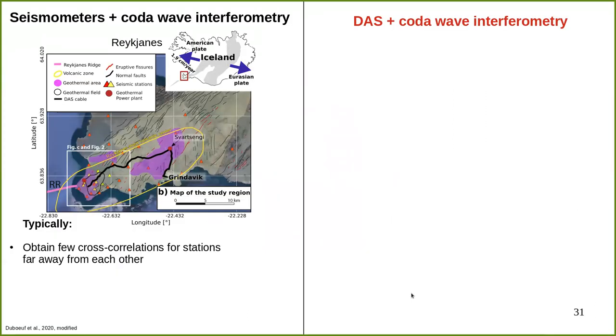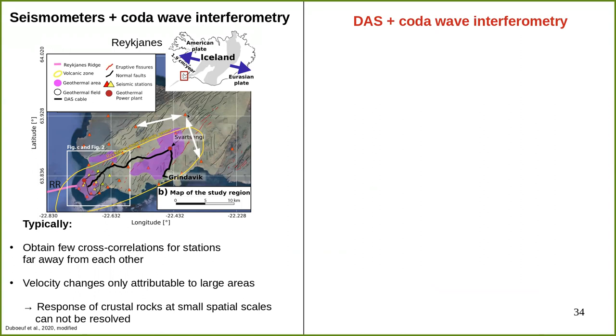So let me point out why the combination of DAS and coda wave interferometry is so exciting. Typically, when only seismometers are available, we can obtain few cross-correlations, for stations that are far away from each other. So here, for example, in our study region, the seismometers are represented by the triangles, and we could cross-correlate the ambient seismic noise recorded at these two stations, or also at these two stations. However, the velocity changes can then only be attributed to very large areas, and the response of crustal rocks at small spatial scales cannot be resolved.